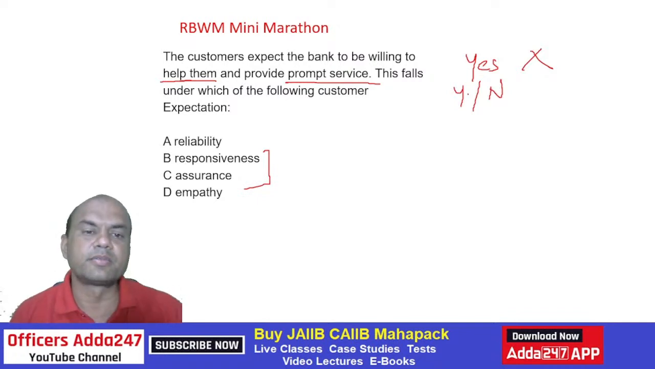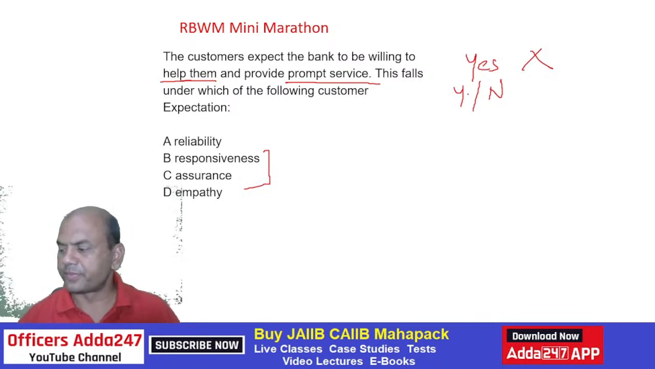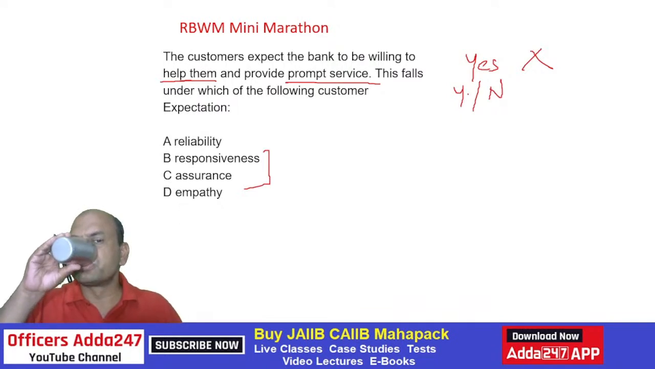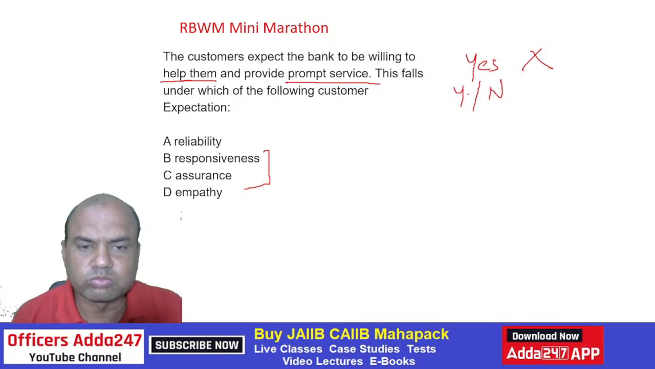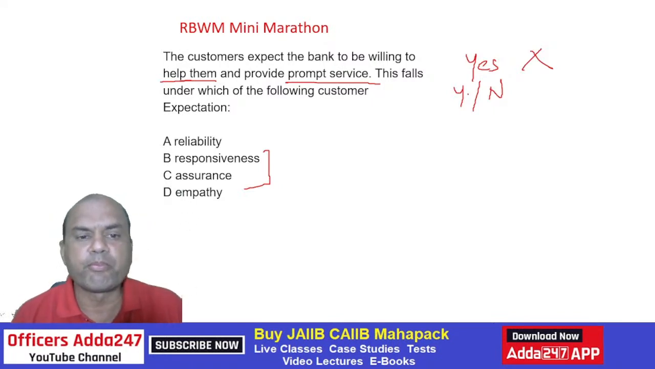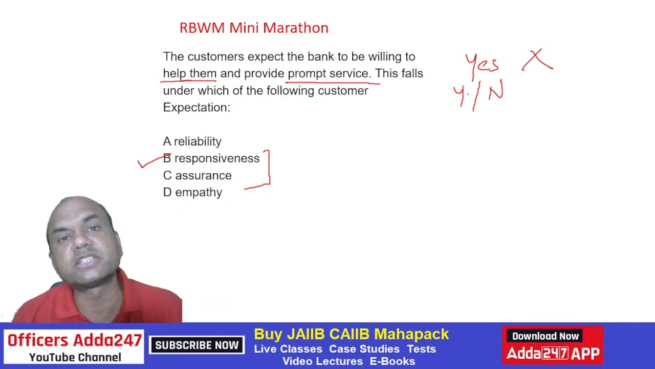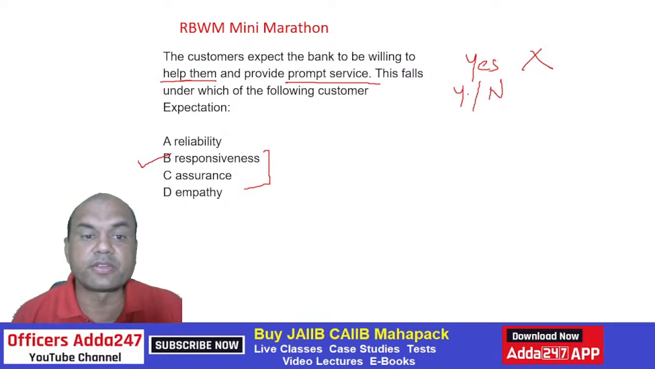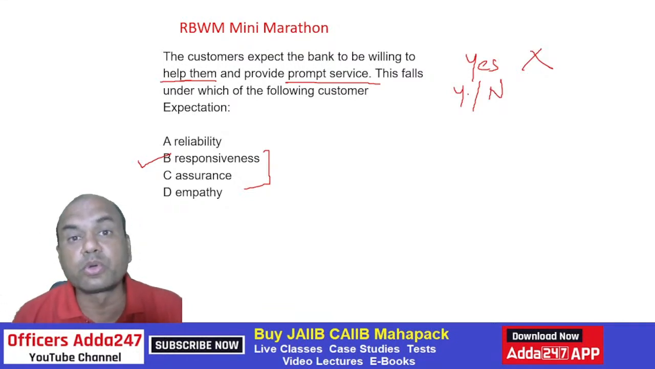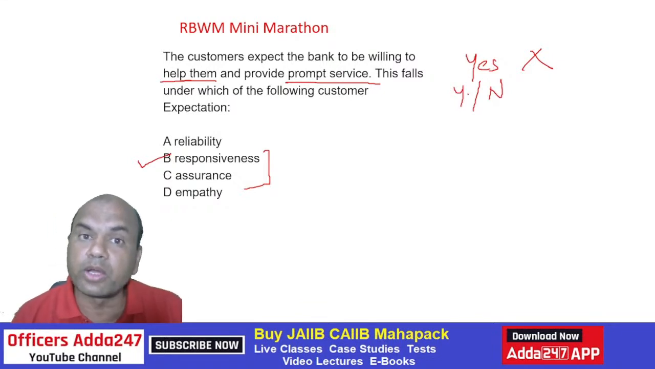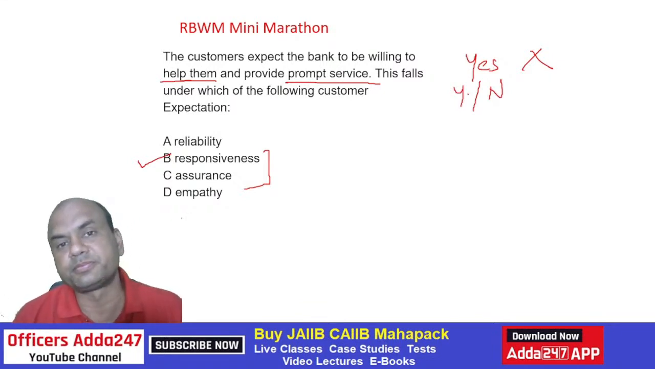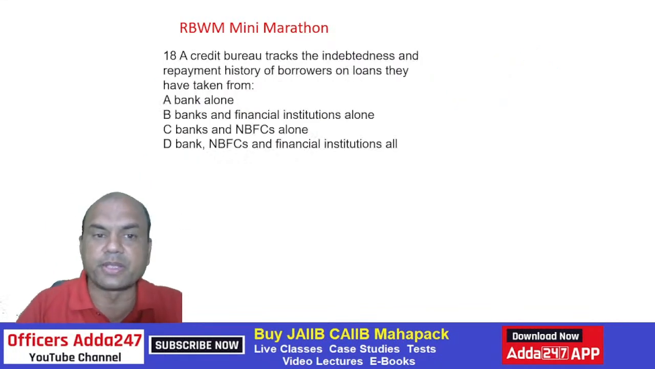What is the answer then? Between B and C. It is responsiveness. Assurance is different. Assurance means if I give you the job, you should do it. But responsiveness doesn't mean only that you should do it. If you can't do it, you can tell me immediately. So the answer is B.